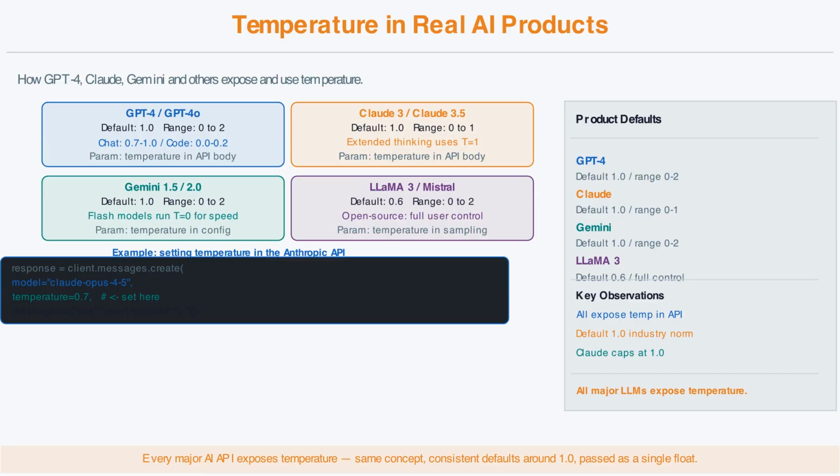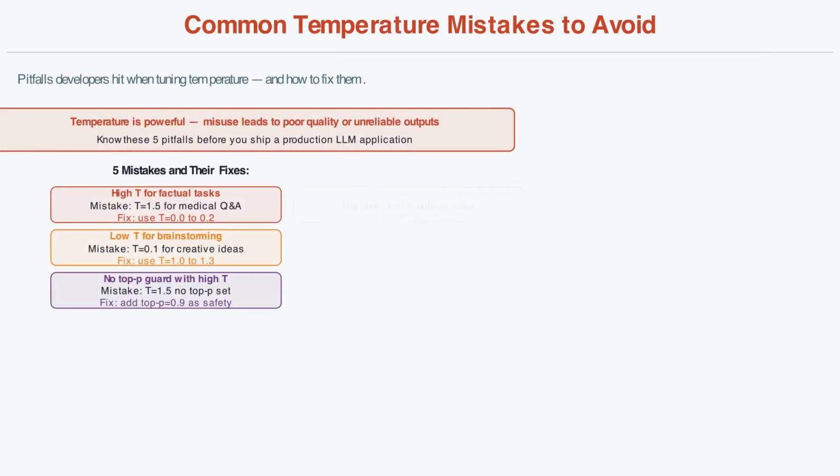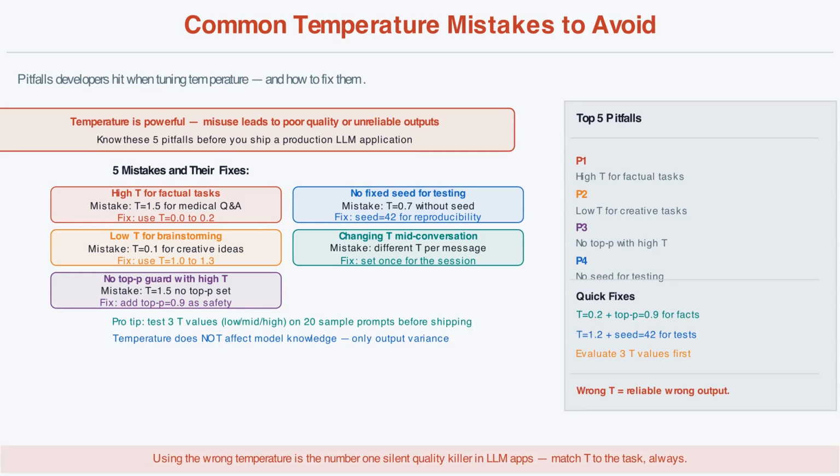The code example in this scene shows exactly how to set temperature in the Anthropic API. 1 parameter. 1 line. Temperature equals 0.7. That is all it takes to control the entire sampling behavior of the model. Let me walk you through the 5 most common temperature mistakes that developers make when shipping production LLM applications.